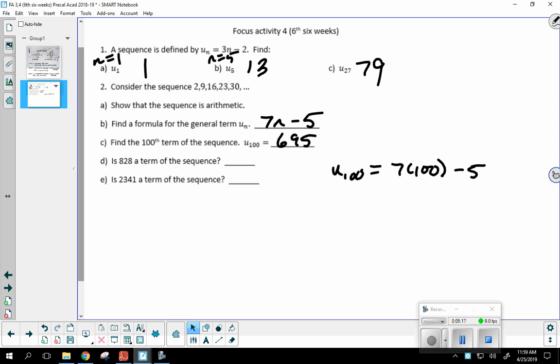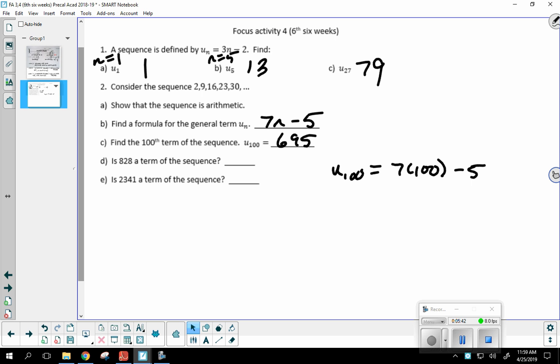Now, these are some different questions we really haven't seen before for D and E. It asks, are these two terms a part of the sequence? Like, for example, 828. If I were to continue creating this sequence, would I eventually hit one or both of these numbers? Well, how can we figure that out?